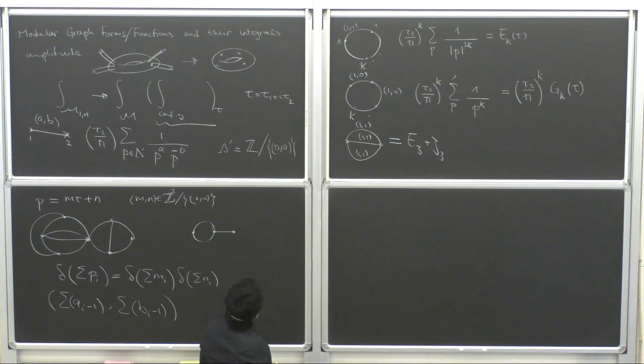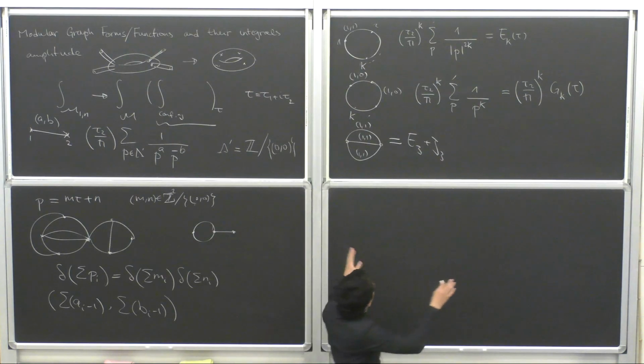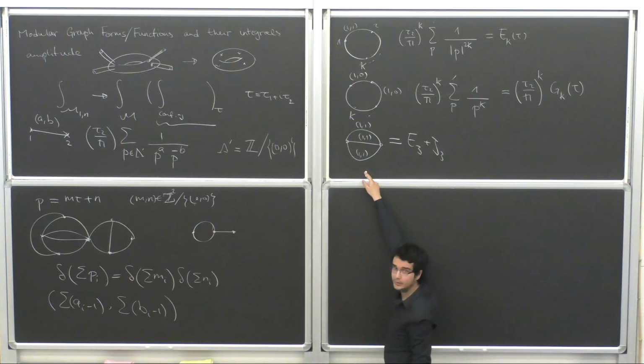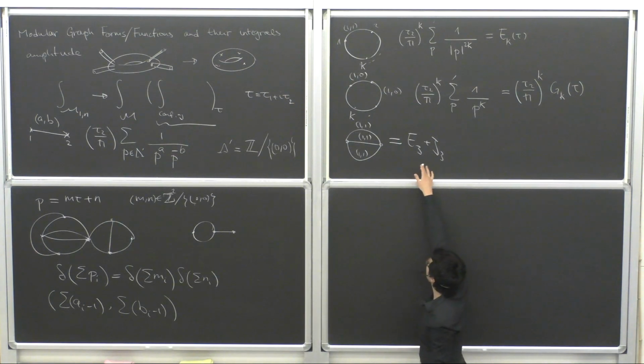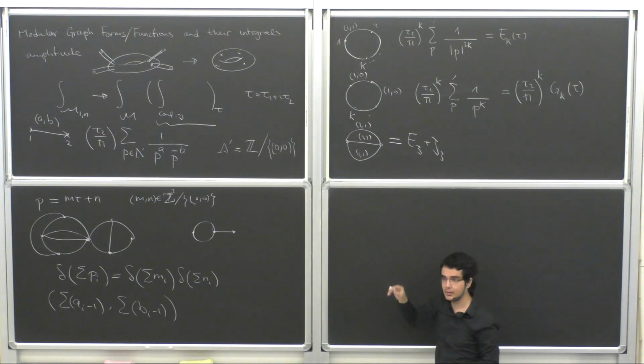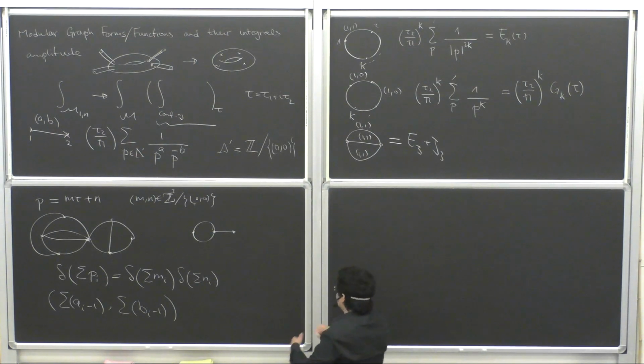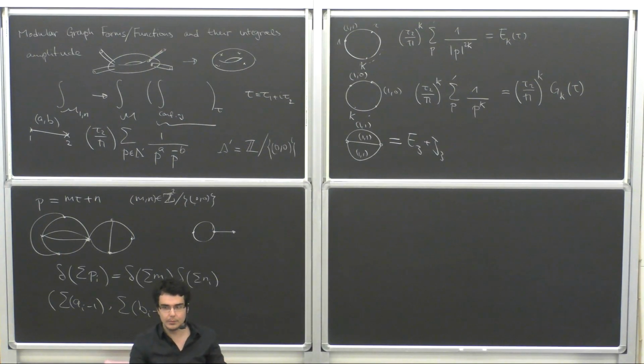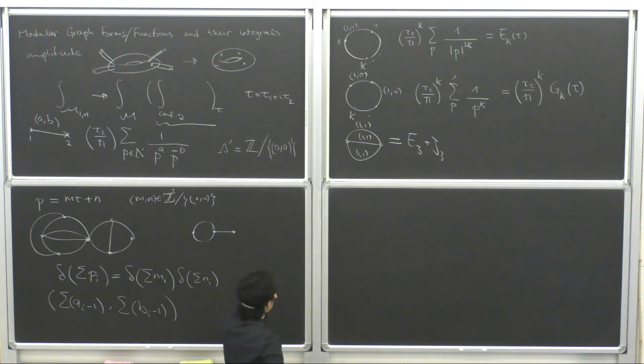Good. So, okay, there are so many identities between modular graph forms and functions. And as you can see, this is a two loop. And on the right-hand side, we have a one loop and a constant. So we can relate different modular graph forms and functions of different loops together.